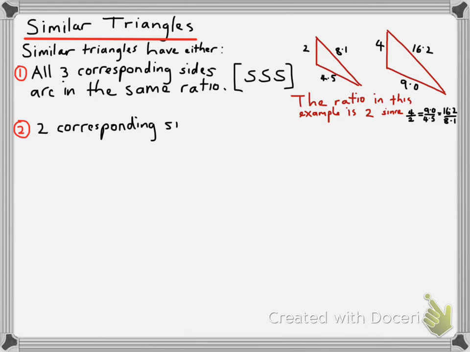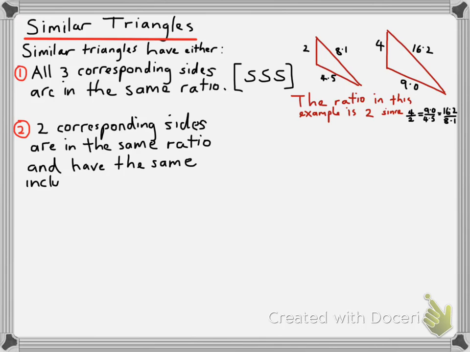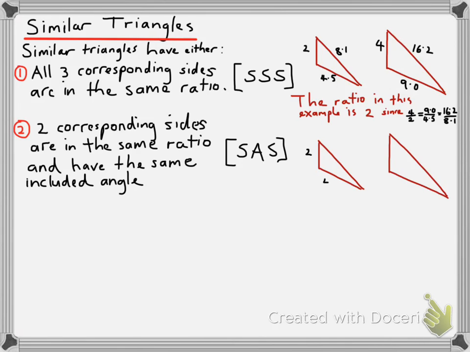The second way is if you only have two corresponding sides known to be in the same ratio, but they have the same included angle, then that's enough proof to show that the two triangles are similar. So I'm actually using the same triangles as I had above. Now these sides here on the right are in the correct ratio of 2, but we don't know this. So the other proof that we need is that these angles between the two known sides are the same. So that 120 degrees there and that 120 degrees there is enough to show that these two triangles are similar.